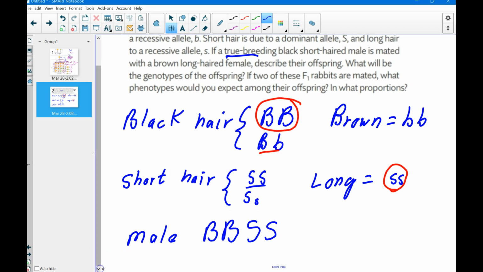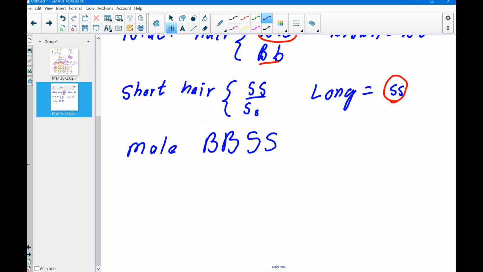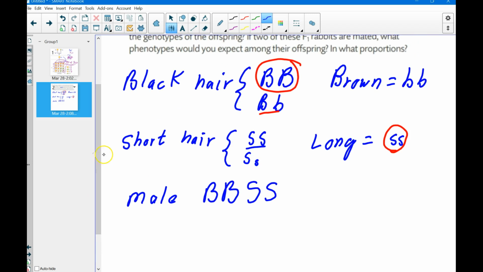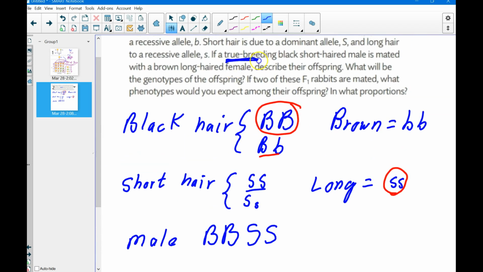Down here, of course, this one will be a little bit easier. It would have to tell us true breeding. If they didn't tell us this piece right here, we wouldn't know whether to use this one or this one for the black, or this one or this one for the short. So we had to know that.